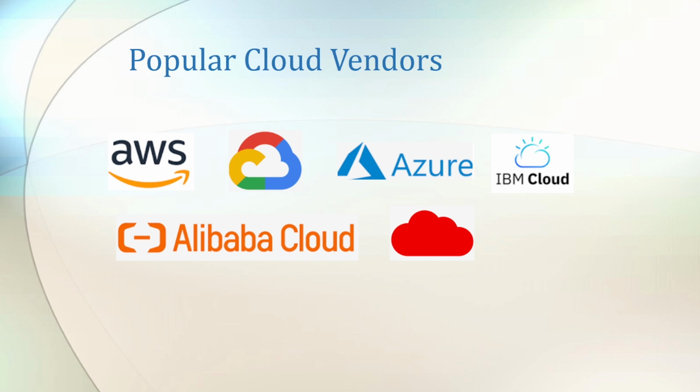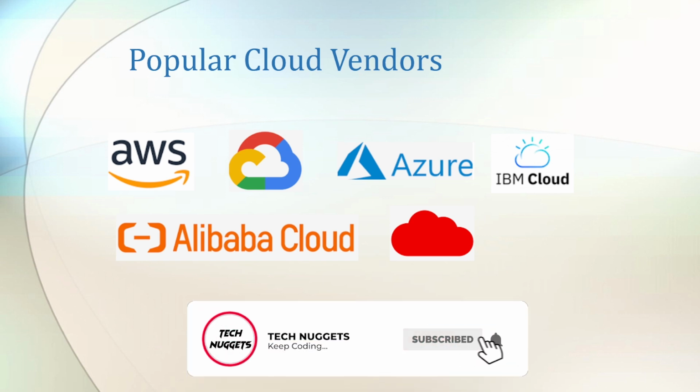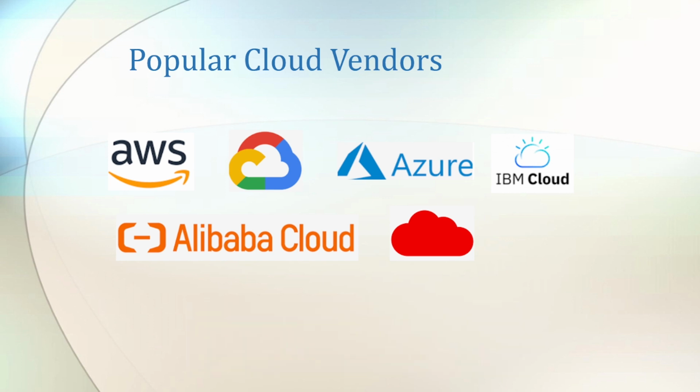Who are the popular players in the cloud computing world, or popular cloud vendors? I put most of the popular vendors here, not in ranking, just in random order. However, these are the major players in the cloud area. One is AWS, that's Amazon Web Services, GCP, Microsoft Azure, IBM Cloud, Alibaba Cloud, and Oracle Cloud. These are the major vendors in the cloud computing world.